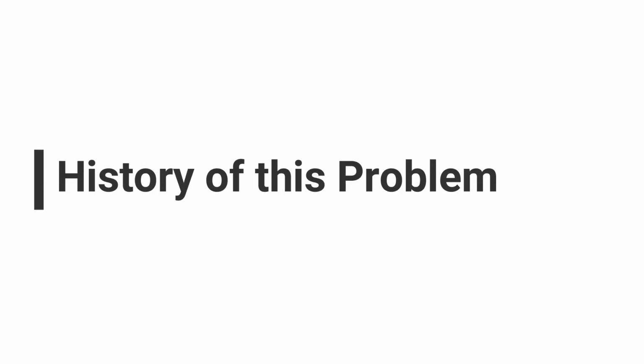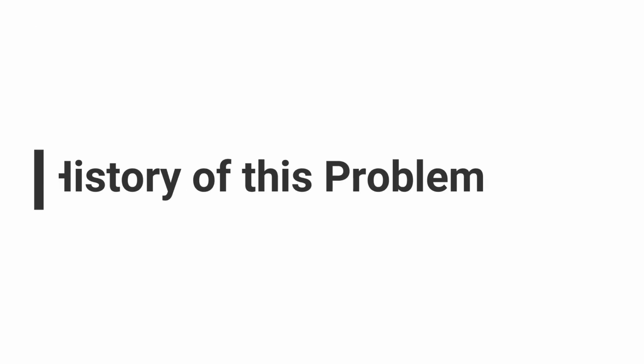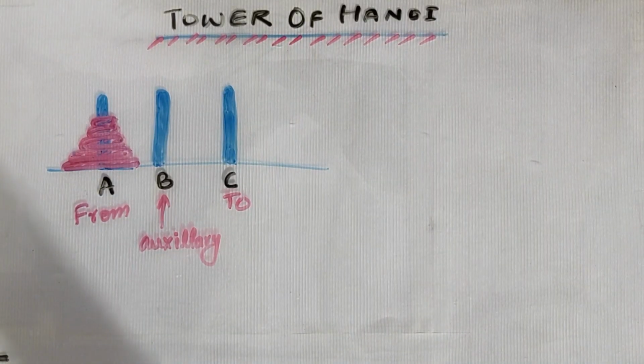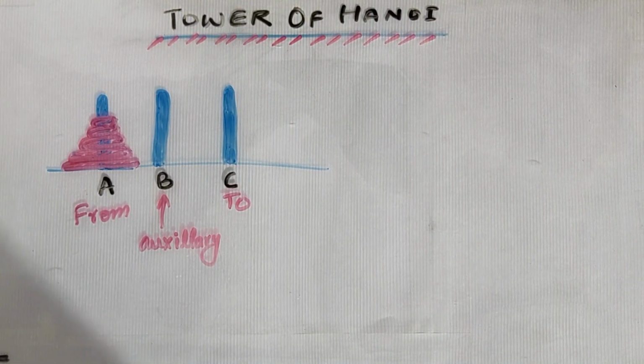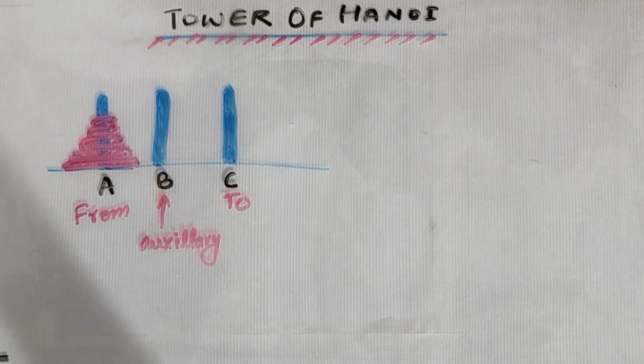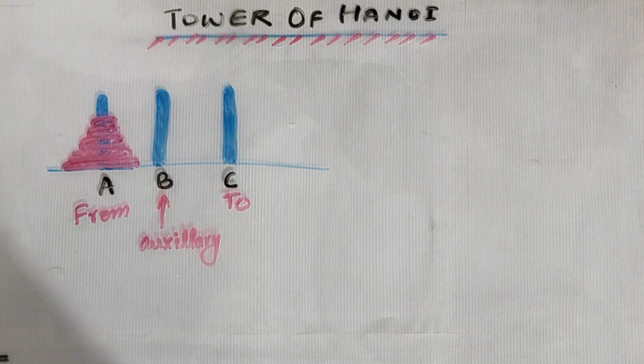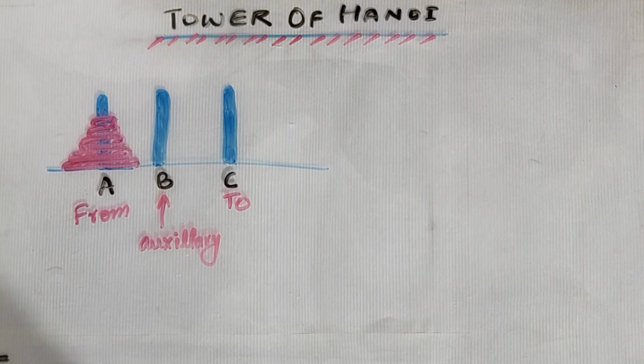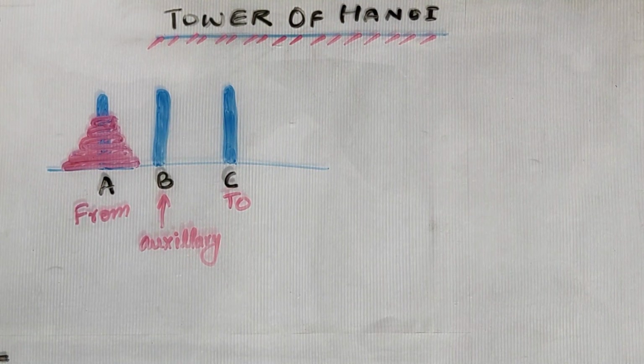This problem basically originated in ancient Japan or India, where it was said that in a temple some priests are continuously trying to move the discs from rod A to rod C, and the day when they move all the discs to C, the world will collapse. So this is the history of this problem. We will try to solve this problem recursively.